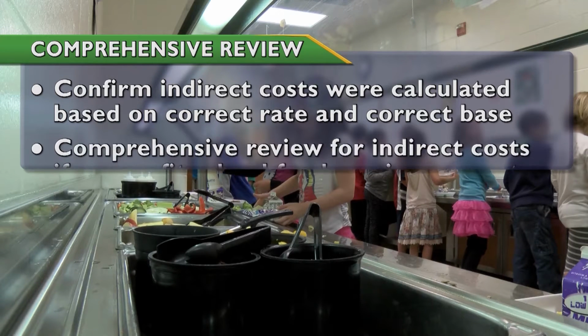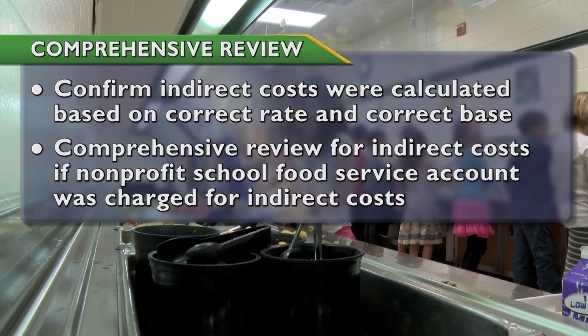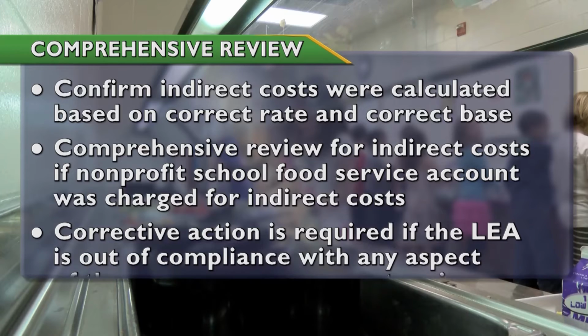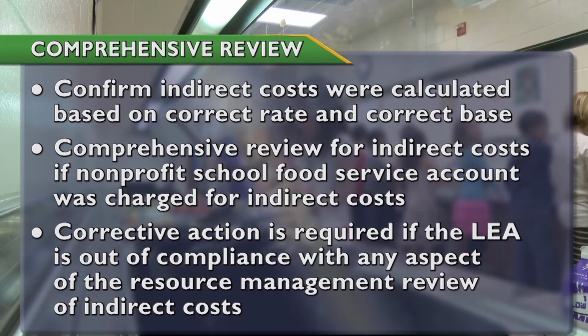The state agency will conduct a comprehensive review of the LEA for indirect costs if the nonprofit school food service account was charged for indirect costs. Corrective action is required if the LEA is out of compliance with any aspect of the resource management review of indirect costs.